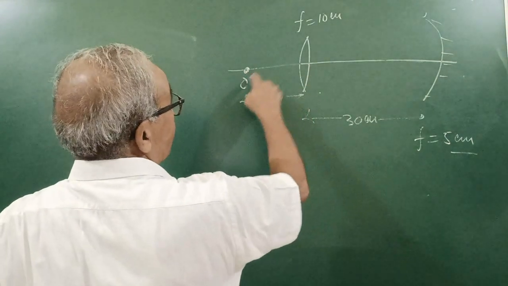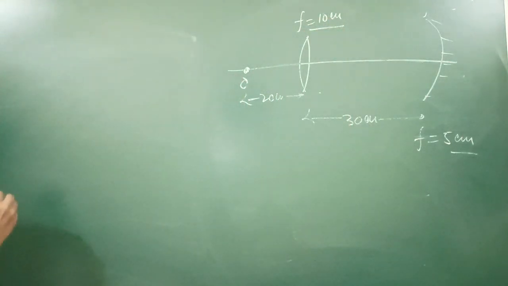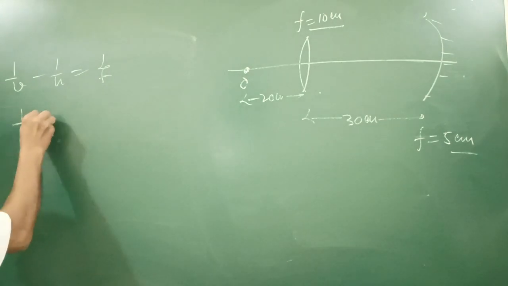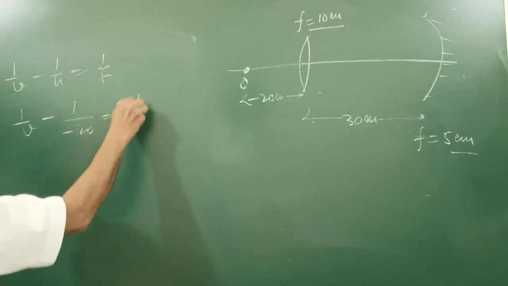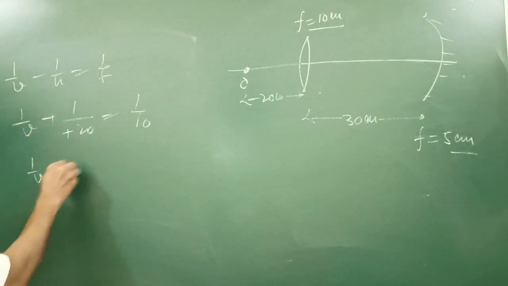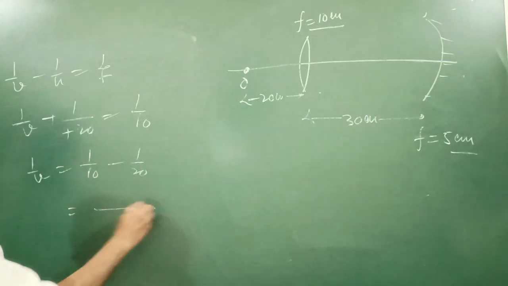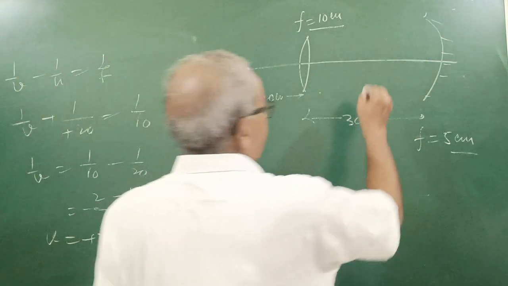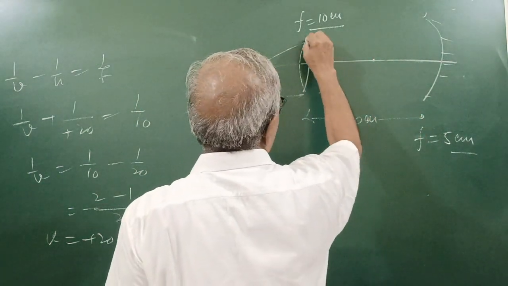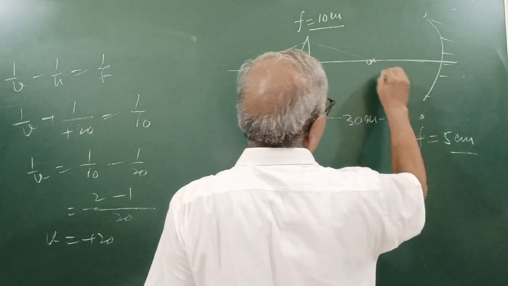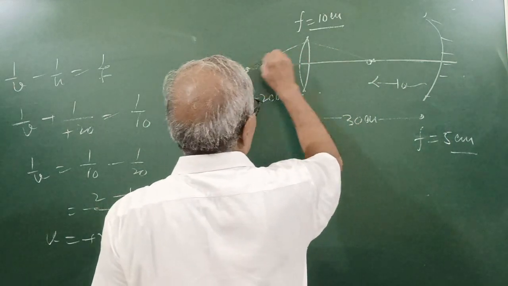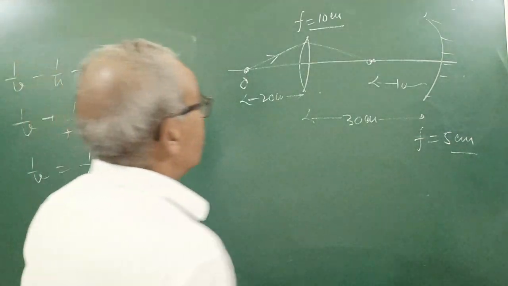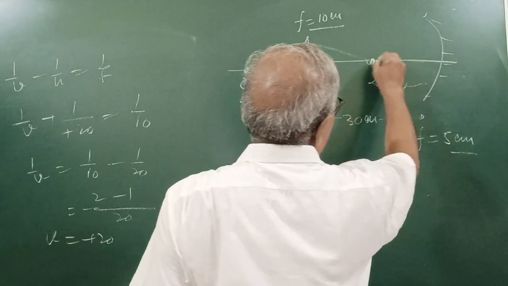This is the object at 20 cm, focal length 10. From the lens equation, 1 upon v minus 1 upon u equal to 1 upon f. 1 upon v minus 1 upon minus 20 equals 1 by 10. So 1 upon v equals 1 by 10 minus 1 by 20. Taking LCM 20, 2 minus 1, so v is equal to plus 20 centimeter. The image formed by the lens is 20 cm away. When the object is placed at 2f, a real image of the same size is formed at 2f, 20 centimeter. So this is checked.